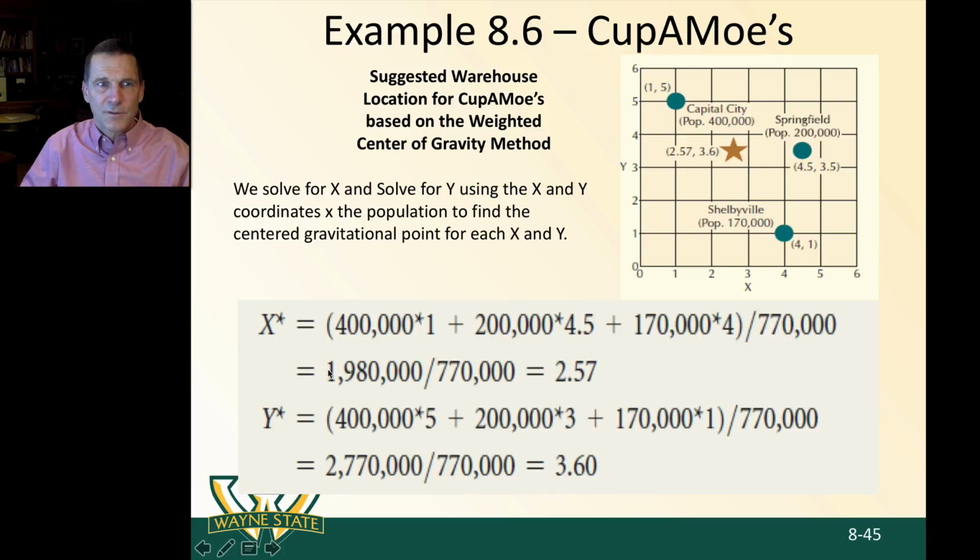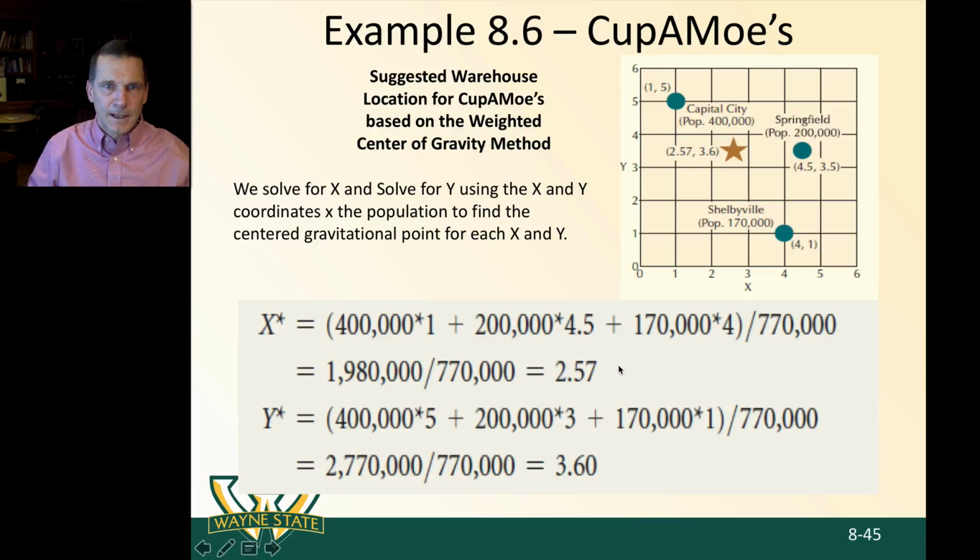How does that look mathematically? Well, the 3 multiplications added up, the 3 markets weighted and added up, are basically 1,980,000, divided by that 770, which is the raw 400, 200, and 170 added together, gives us an x weighted factor of 2.57.